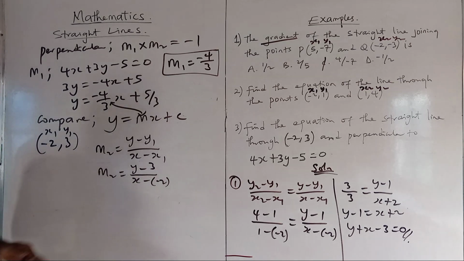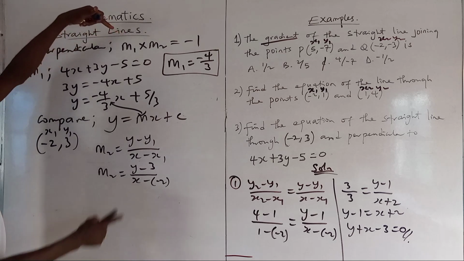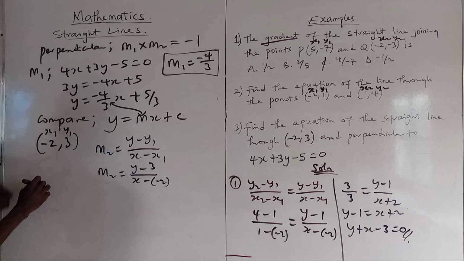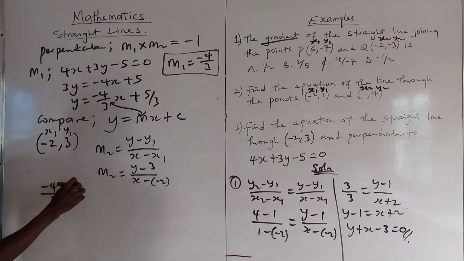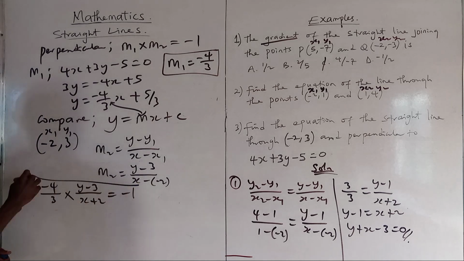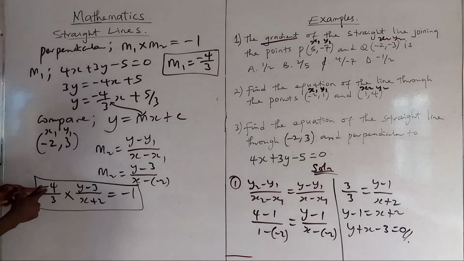Minus 2. So if we do this, you can now go with the formula that says M1 times M2 is equal to minus 1. So our M1 is minus 4 over 3. What's our M2? y minus 3 over x becomes plus now, plus 2, equals minus 1. So this is the relation that shows that they are perpendicular lines. So if you want to continue this now, you can use this to expand this side and this to also expand this. So let's do that.